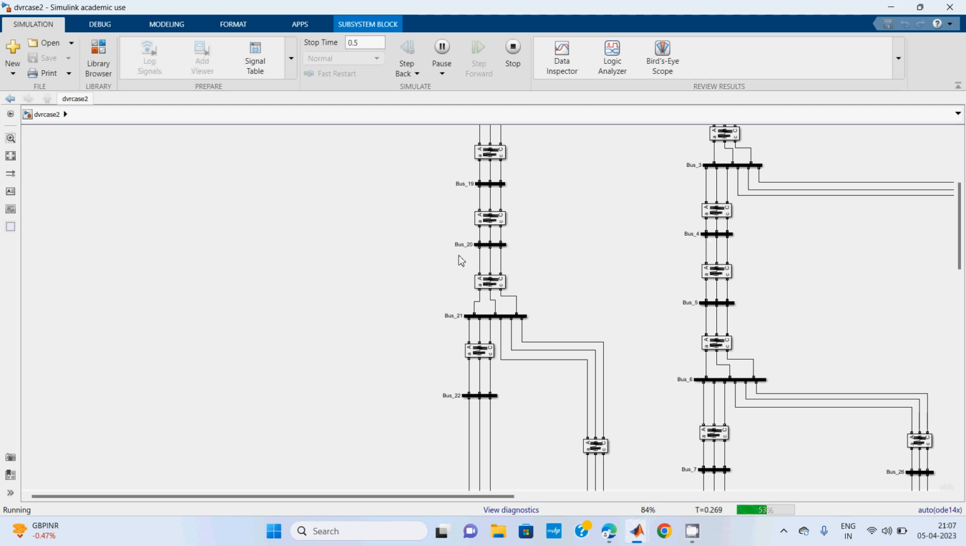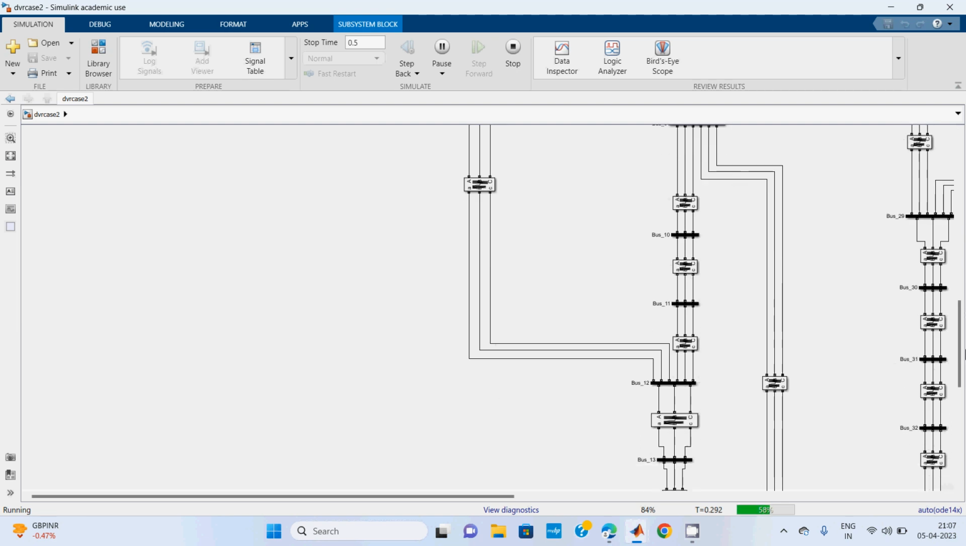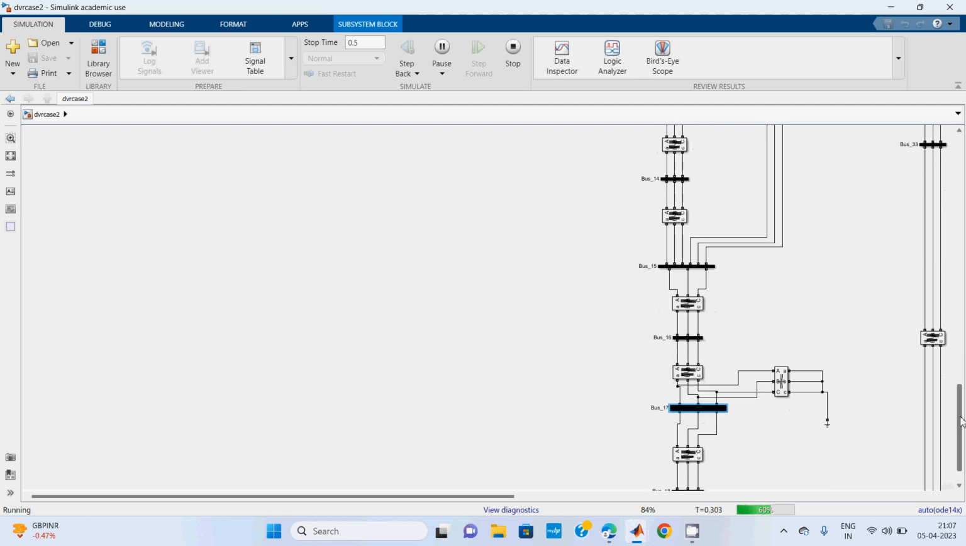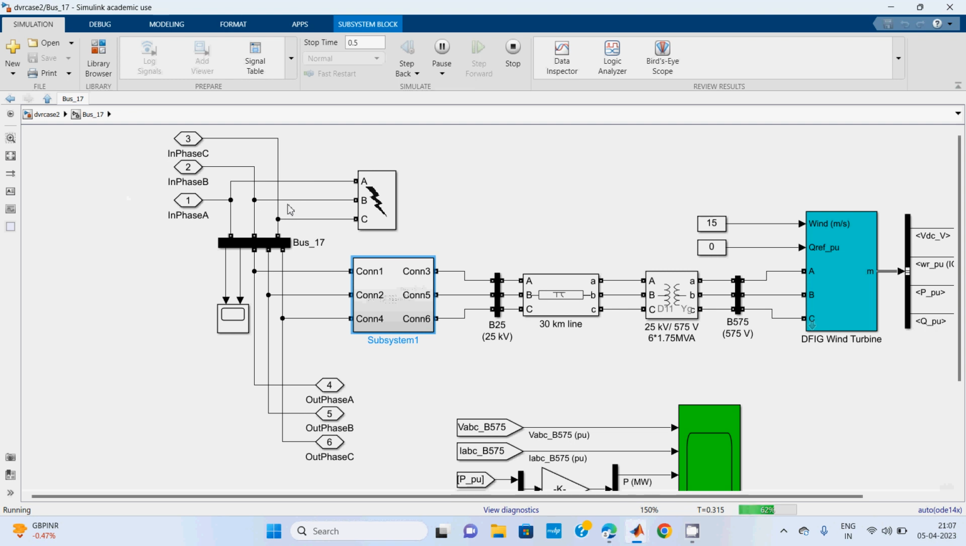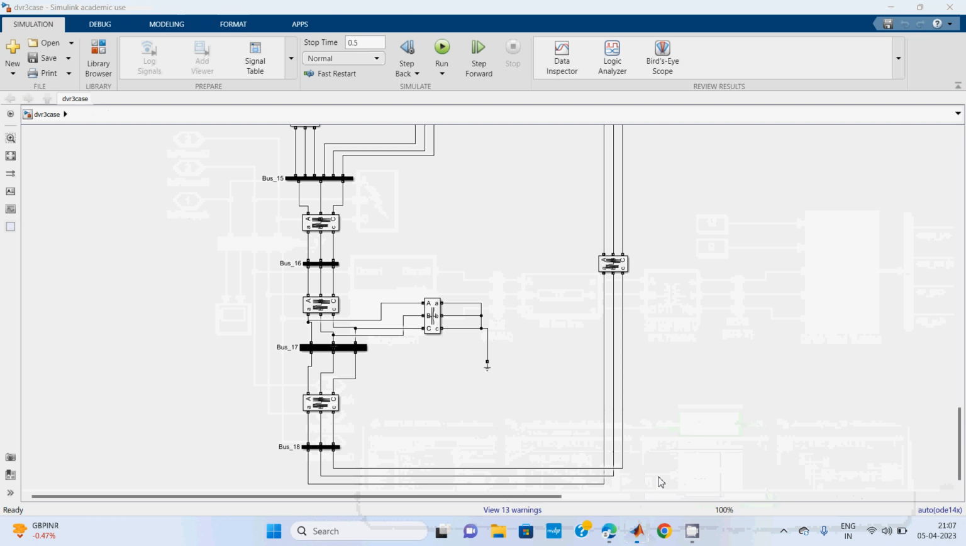Each node has different voltages and different current parameters. I'm considering the IEEE 33 bus at the bus 17 terminal. At the 17th bus terminal, I am creating a fault by using this block. By adding the fault block, I am creating a fault across the 17th bus.